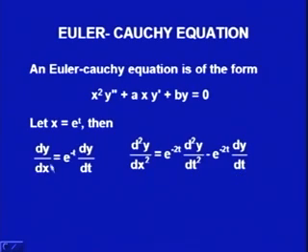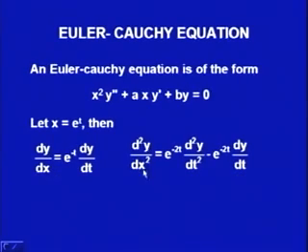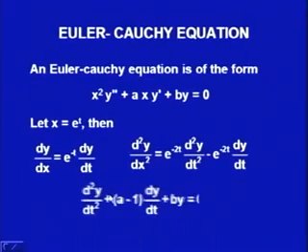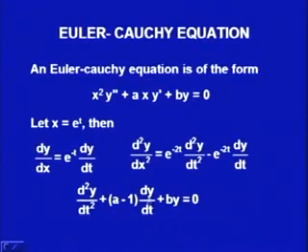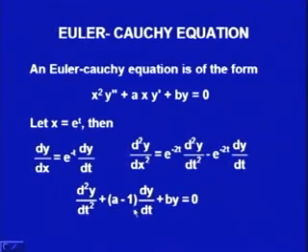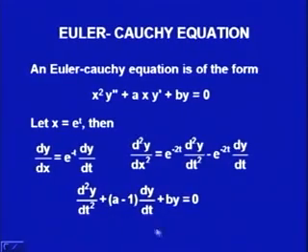Now, if I substitute this dy over dx and d2y over dx2 in terms of dy over dt, and x as e to the power t in this equation, we will get d2y over dt2 plus (a minus 1) dy over dt plus by is equal to 0. Now, we see this is a second order linear differential equation where the coefficients a minus 1 and b are both constants. So, we know how to solve this equation and we can get the solution. However, the solution of this equation will be y as a function of t.